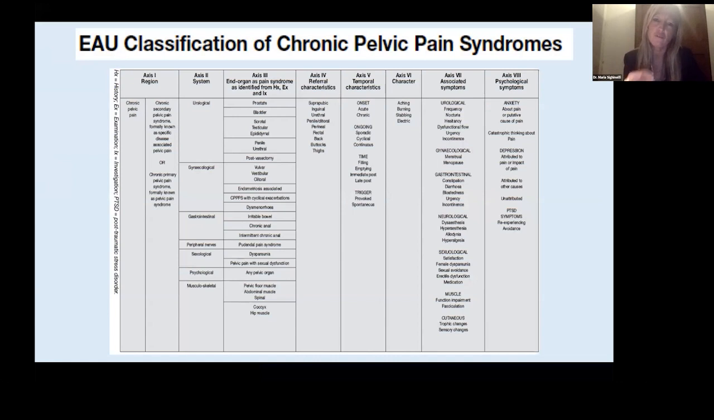What characterizes this kind of pain? There are some features that characterize this pain. So the system that can be urological, gynecological, gastrointestinal, and so on. The end organ of pain, the referral characteristics of this kind of pain, different temporal characteristics.